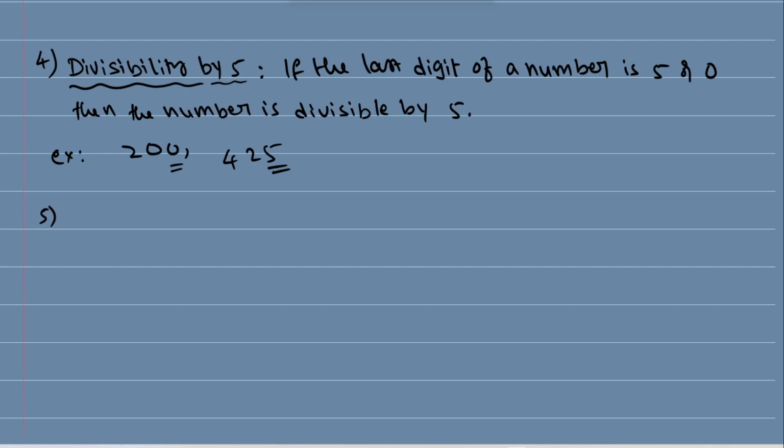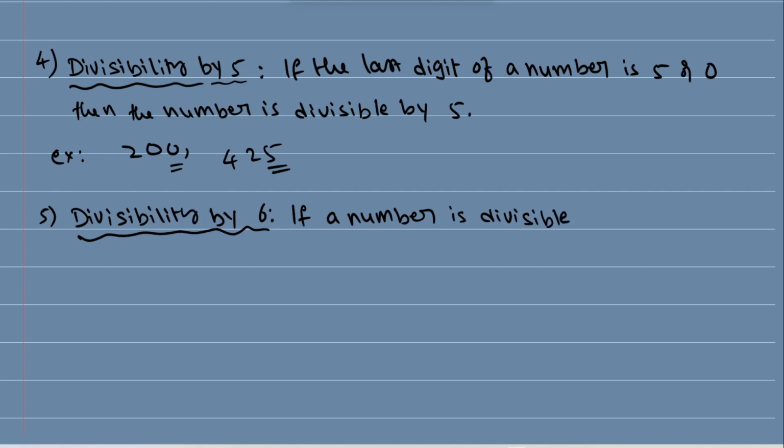The fifth one, divisibility by 6. If a number is divisible by both 2 and 3, then the number is divisible by 6.